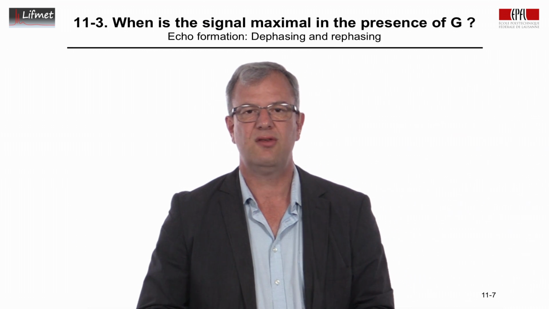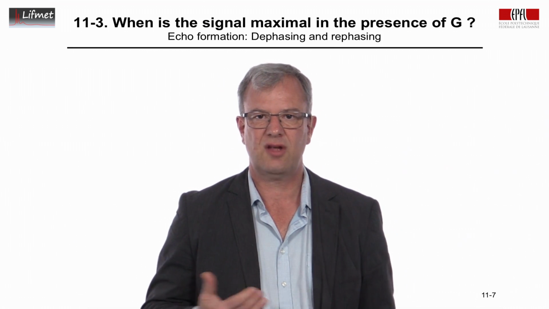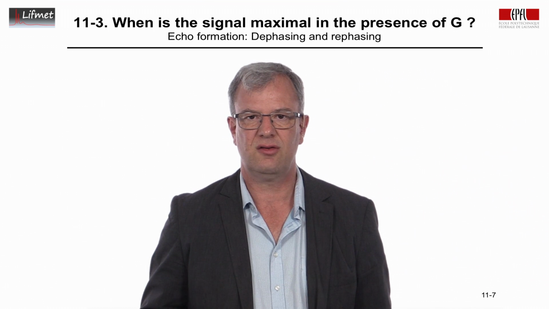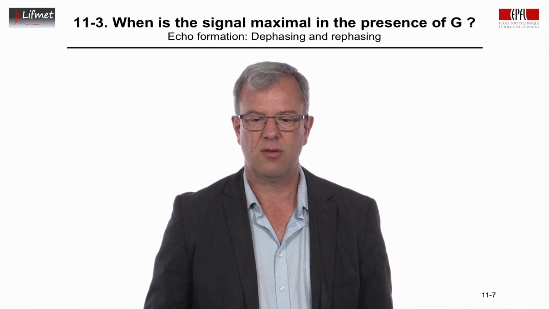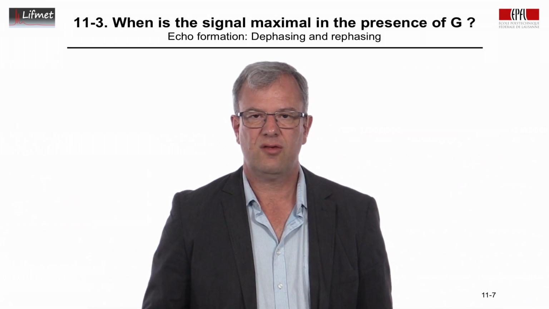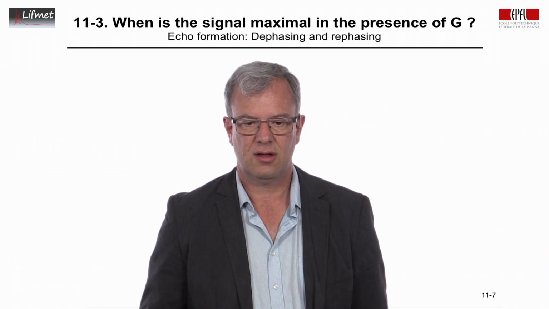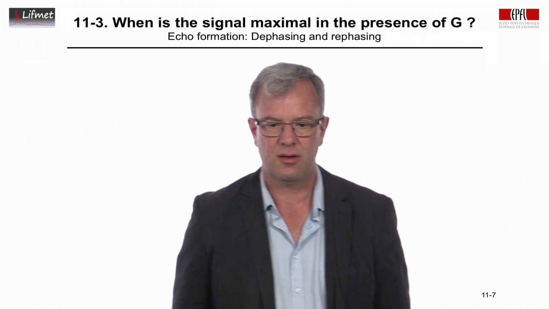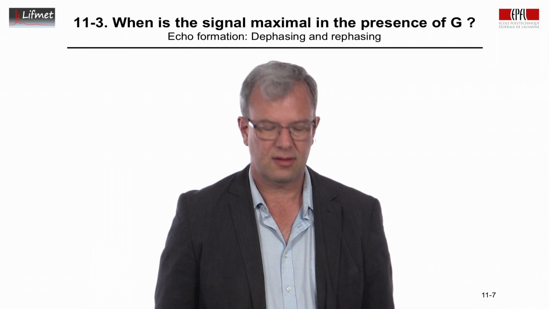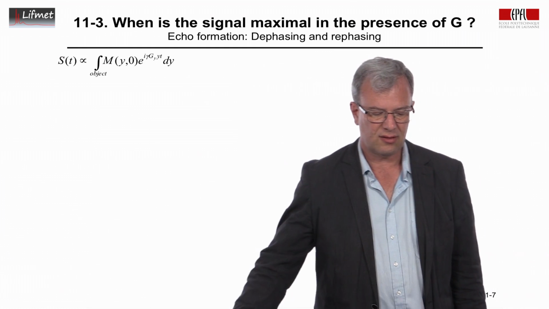To understand the basic imaging sequence, to understand how basic information is spatially encoded with MRI, we need to deal with the question of what is the effect of the gradient on the signal, and how do we make, for example, the signal maximal under the influence of a gradient. Let's first look at the signal as a function of time.